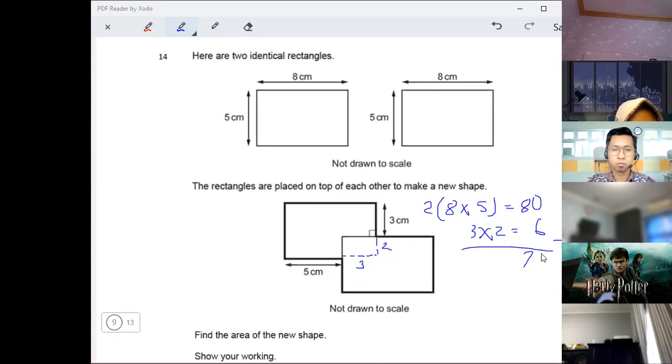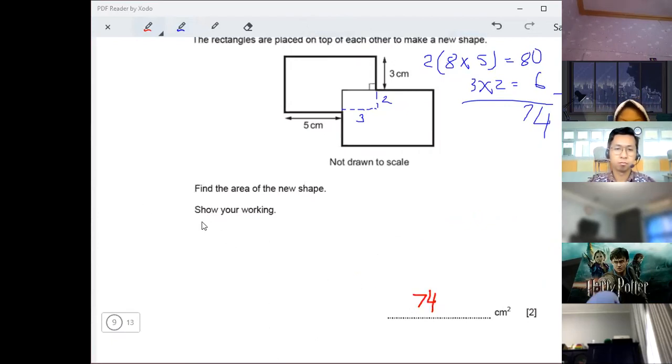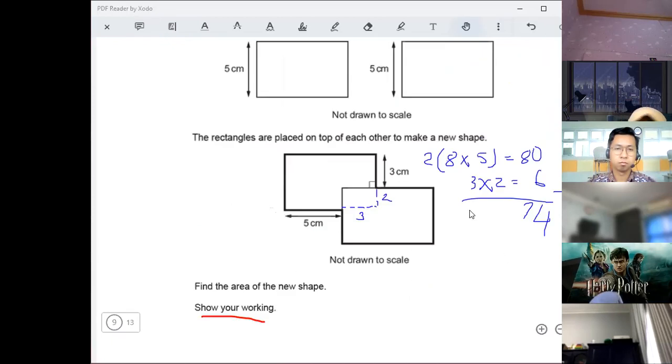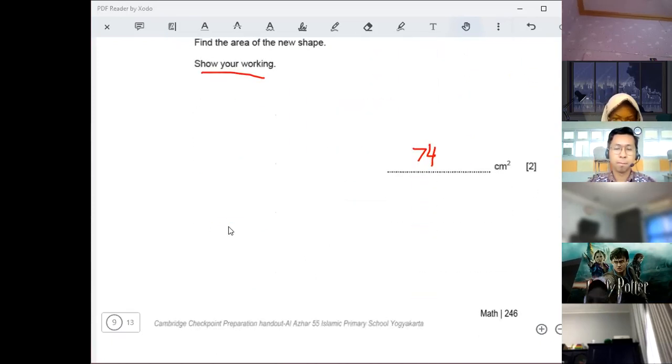So the answer is 74. So we're gonna write 74 right here. Okay, because you need to show your working, make sure you draw this too, okay? Make sure you make something like this too. Remember, when you need to show your working, you really need to show it.